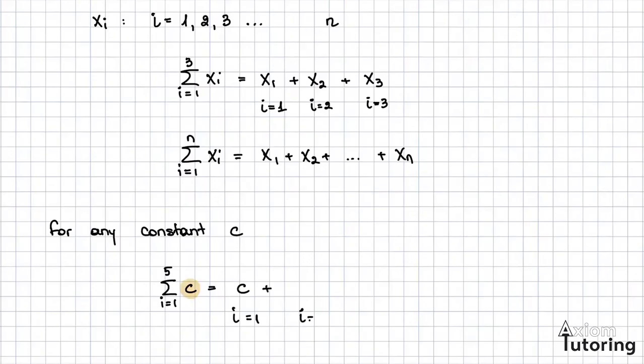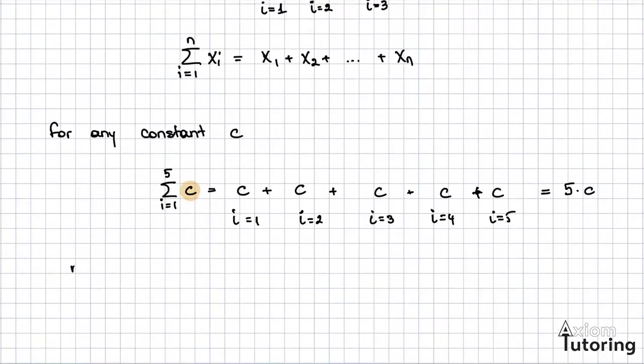Then I need to jump on the second loop, so that again is another C, and then on the third loop I have another C, and then again on the fourth loop I have another C, and on the fifth loop I also have another C. So as you can see, I have as many C's as loops, as jumps that I have on this counter, so this is just going to be 5 times C. So more generally, this translates into the sum from i equals 1 to n of any constant is just going to be n times C.